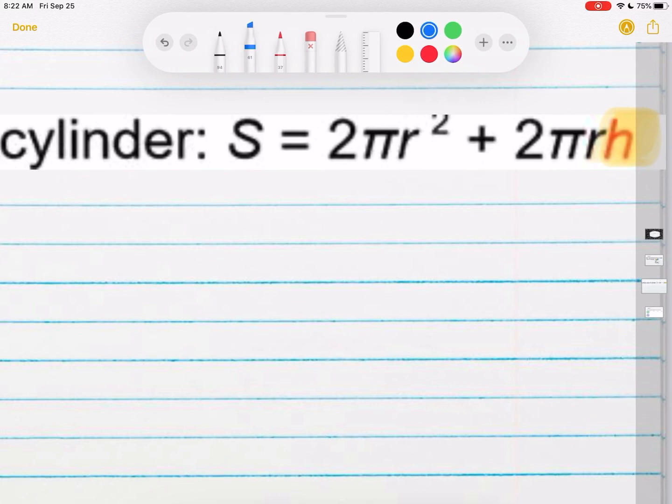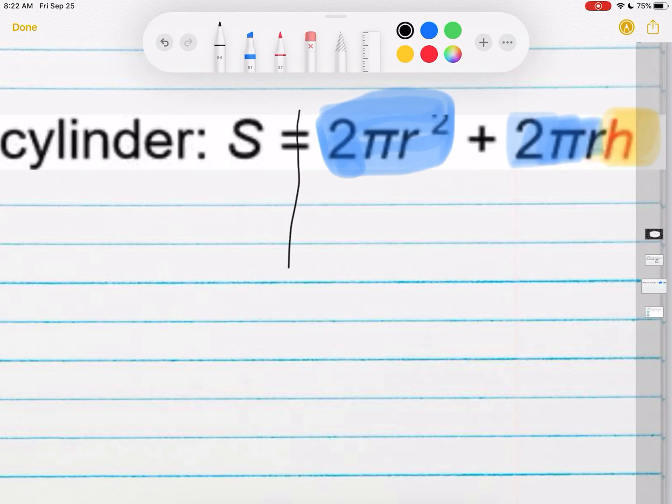So what's in the way of H being by itself? Well, 2 pi r squared, and this is all together. This is one term. We're going to keep it together. We're not going to think of it as a 2, a pi, and an r squared. It's 2 pi r squared. The other thing that's in the way is 2 pi r. So let's see. I'm going to make my t-chart, and we're going to decide what we're going to get rid of first. So who is H's best friend?